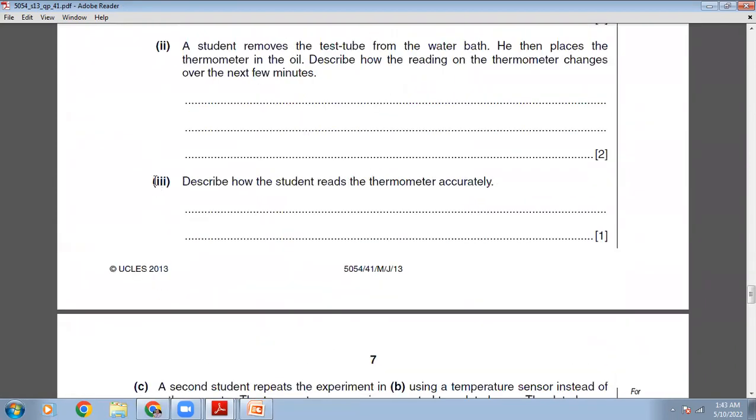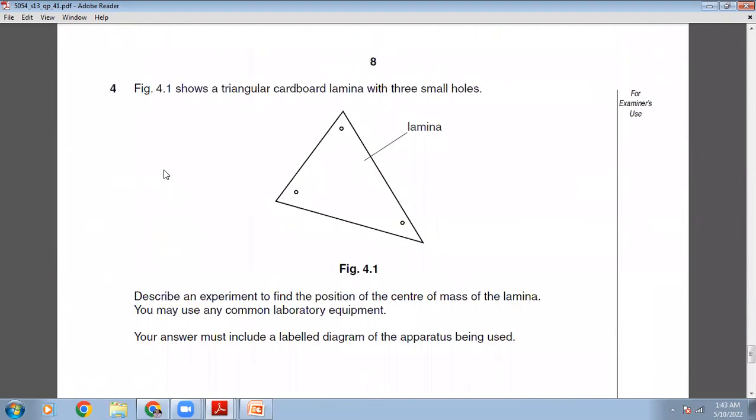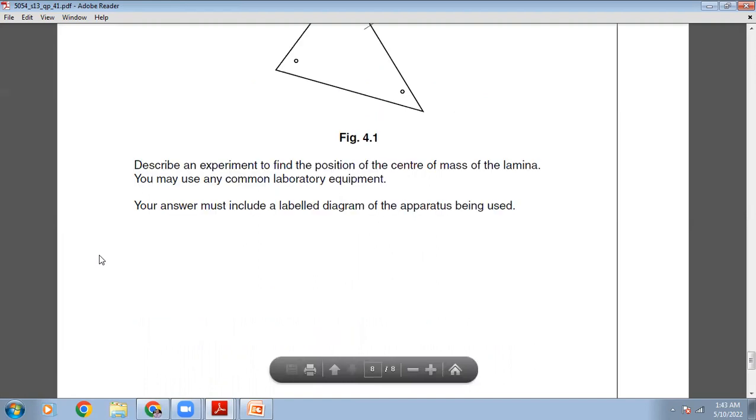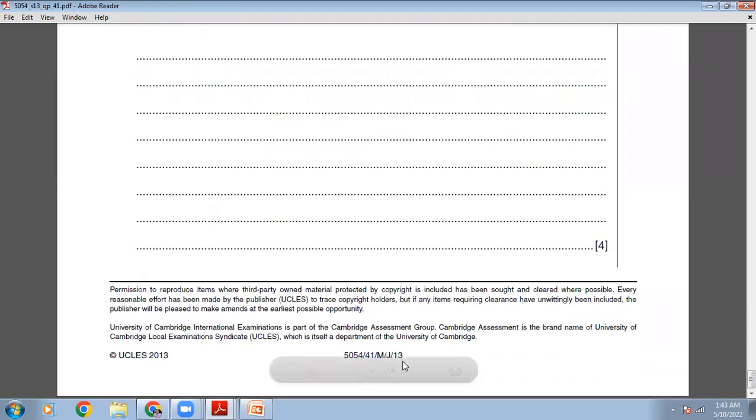So we are done with this question. Okay. So figure 4.1 shows a triangular cardboard lamina with three holes. Let me call it A hole, B hole, C hole. Describe an experiment to find the position of the center of mass of the lamina. You may use any common laboratory equipment. Your answer must include a labeled diagram of the apparatus being used. And it's a 4-mark question.